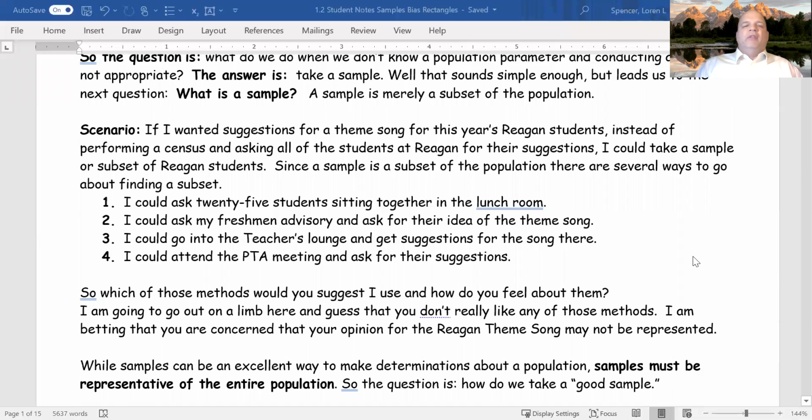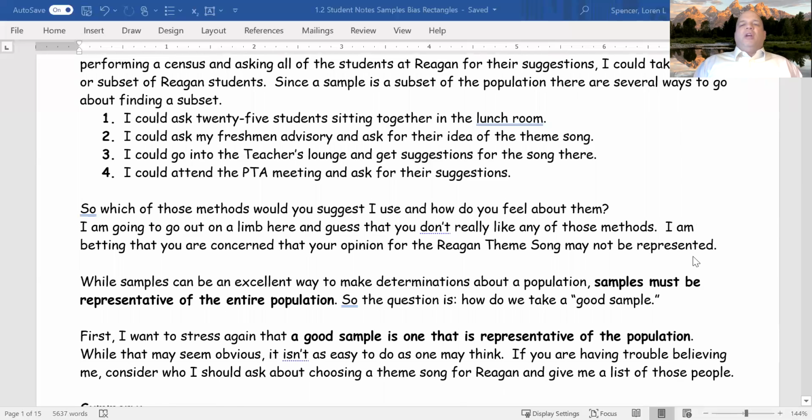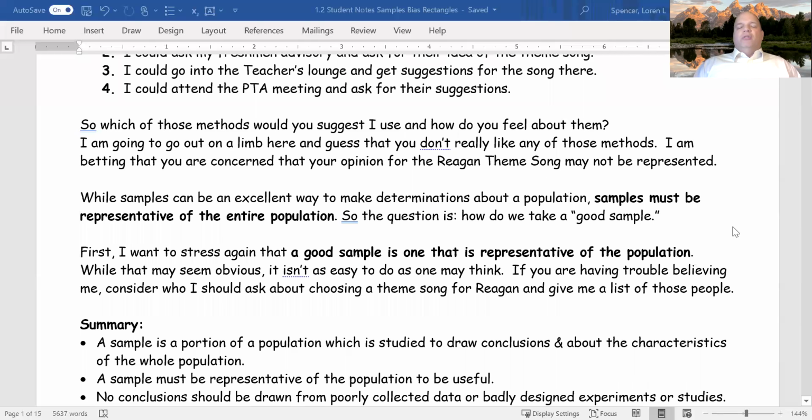They're not representative. So what I'm trying to tell you is a good sample has to represent the population. So basically at Reagan, I would need to make sure that my sample represented some freshmen, some sophomores, some juniors, and some seniors, some males, some females. Think about this. A good sample represents the entire population.